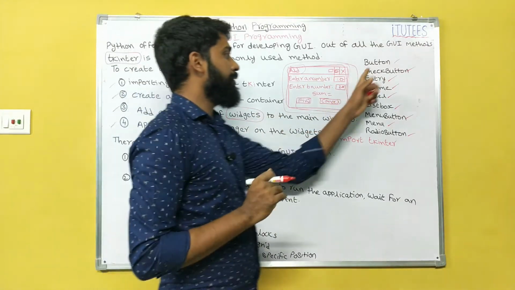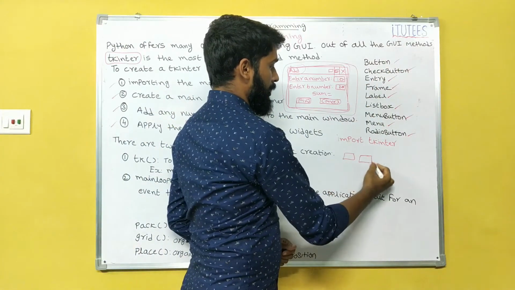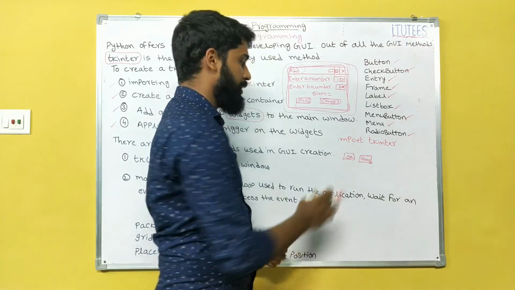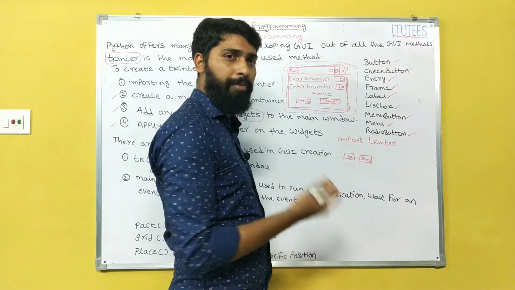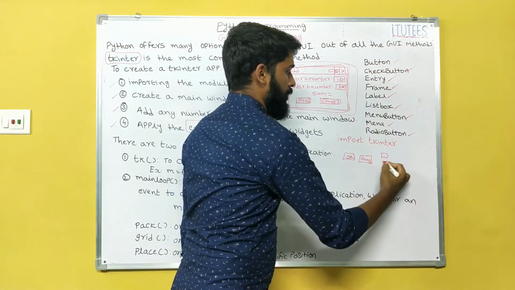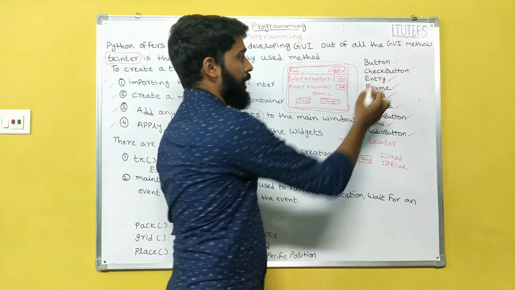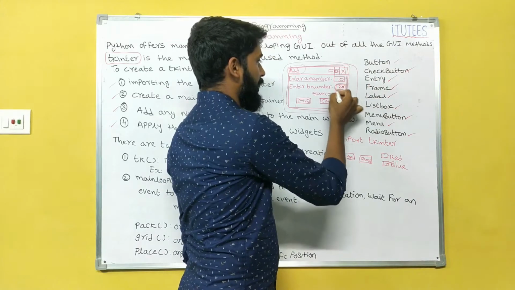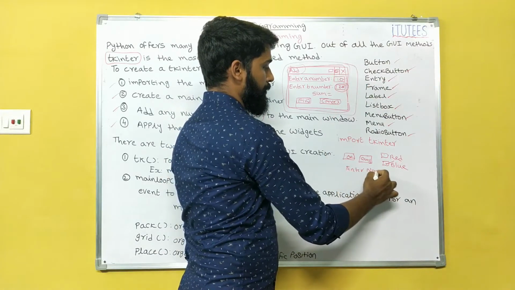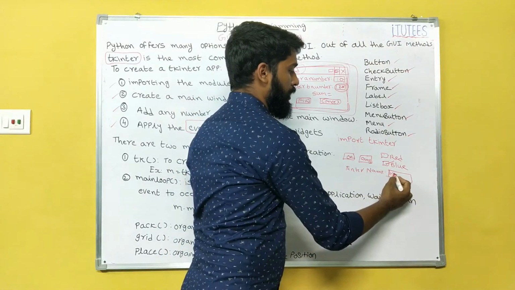Coming to widgets. First, button. A button means an action. Buttons are used to perform some action. Check button. It looks like this. Like that, entry. These are entries, text boxes. Enter name. Here there is a box, in which you can enter your name.